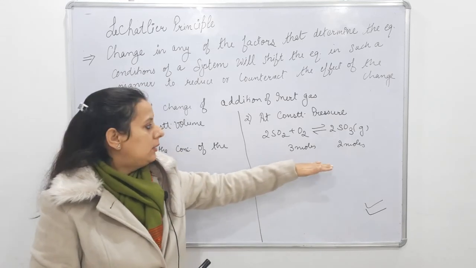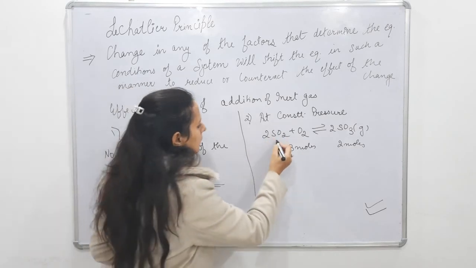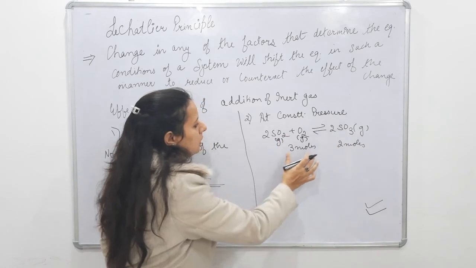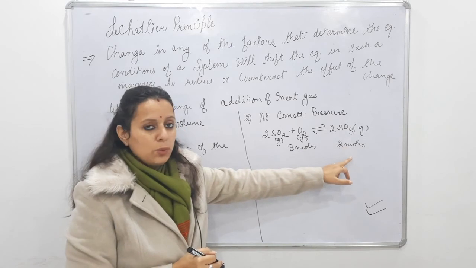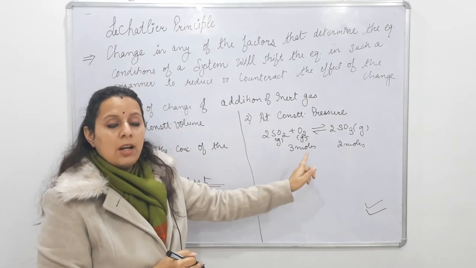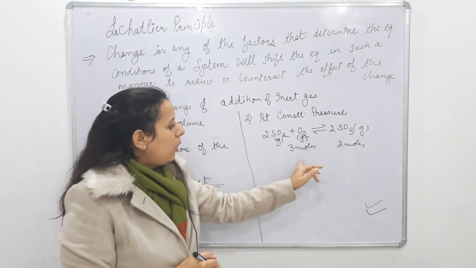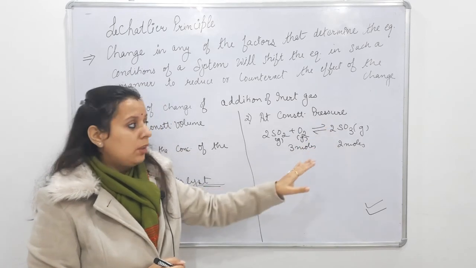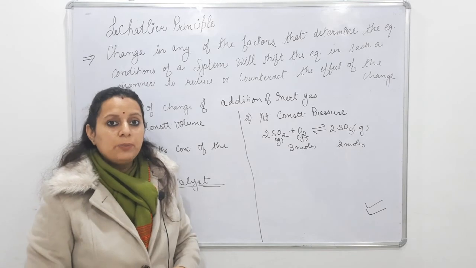Let's take one example. In this case, 2 sulfur dioxide gas, and oxygen also a gas. If this reaction is taking place, you can see there are 3 moles and there are 2 moles. So will the reaction shift towards backward or forward? It will shift towards forward, from a higher number of moles to a lower number of moles at constant pressure. So this is the effect of addition of inert gas.